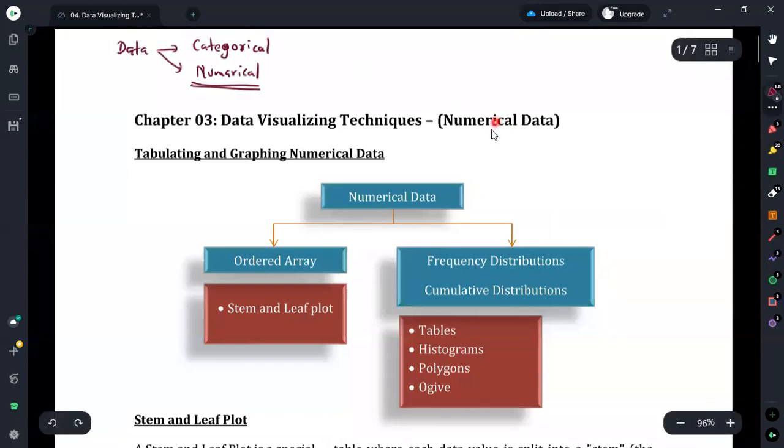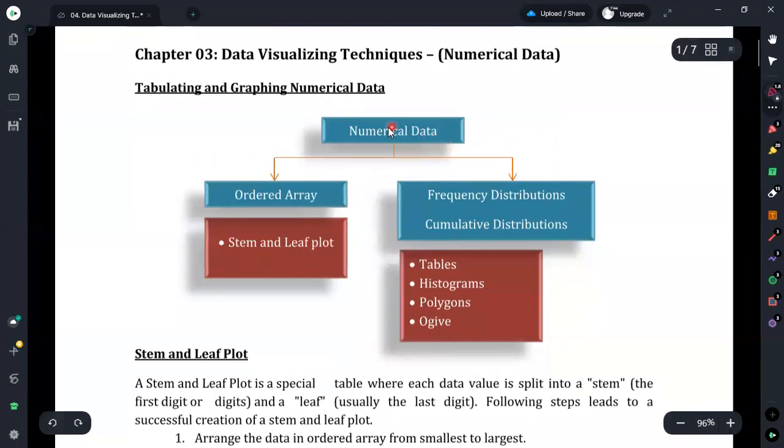When we are going to discuss numerical data, it can again be classified into two classifications. The first is the ordered array of numbers, and then the frequency distributions or the cumulative distributions. If we are having an ordered array, in the sense we are just having the numbers in ascending order or descending order. Generally, we are having the numbers in this form.